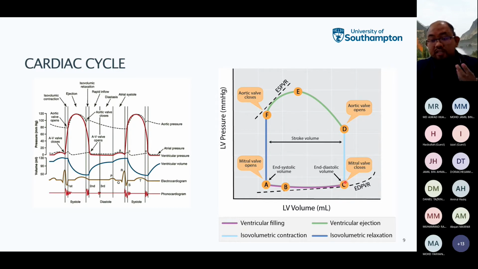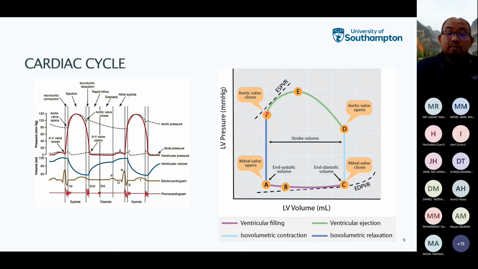Once it exceeds a certain pressure, the valve closes, then the muscle starts contracting. When the muscle is contracting, all the valves are closed, so no blood can come in, no blood can go out. So the volume stays the same. That's why we see a sharp rise in pressure but no change in the volume. This is what we call isovolumic contraction. And then from point D, once it exceeds a certain pressure, the aortic valve opens, and the blood is being ejected by the heart.